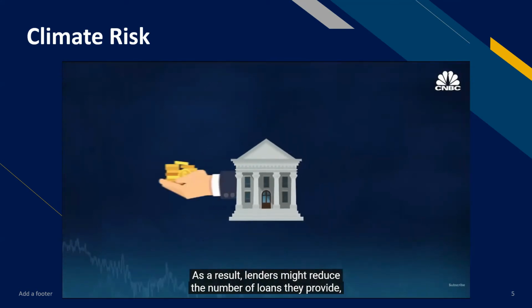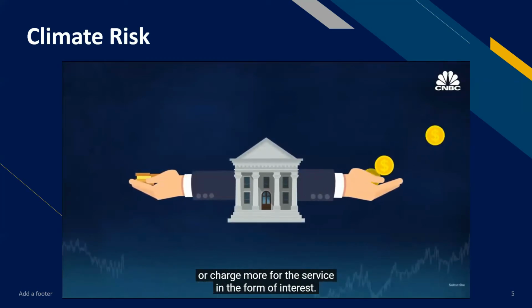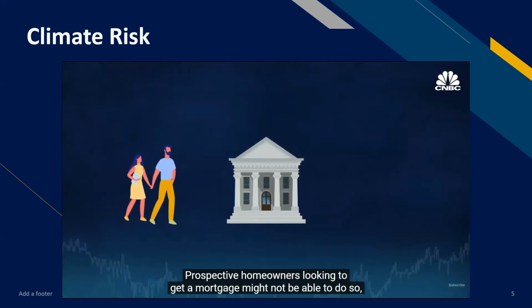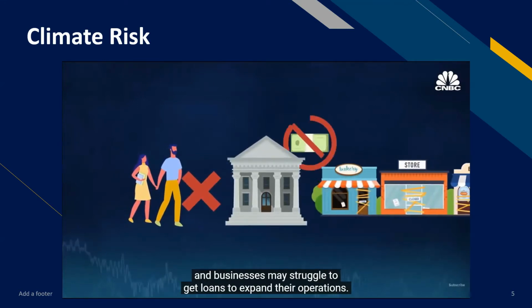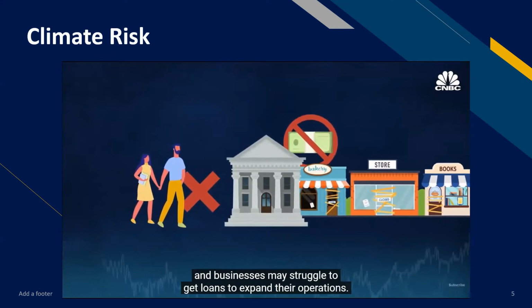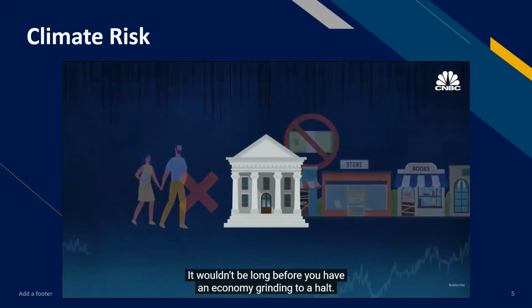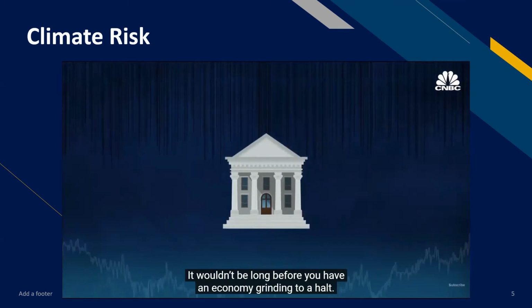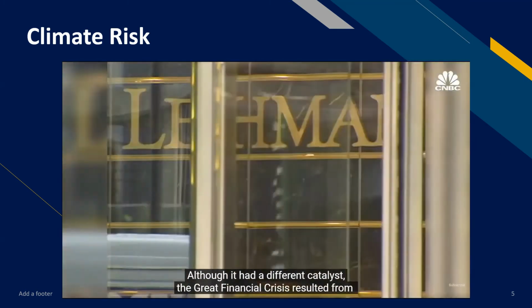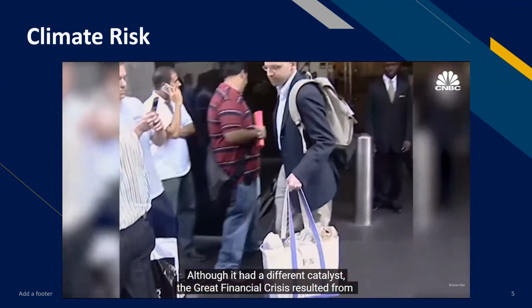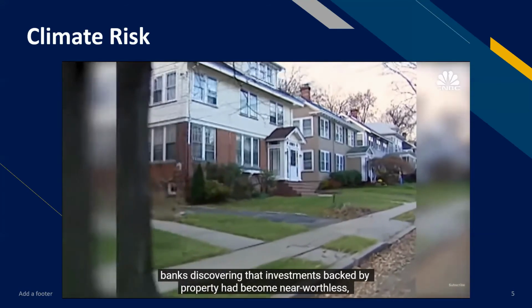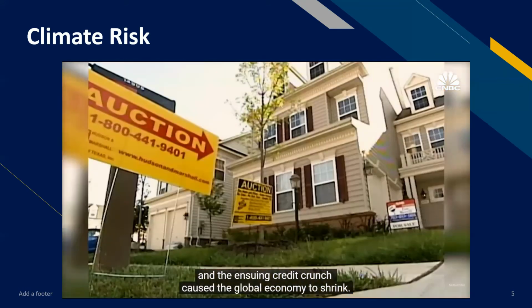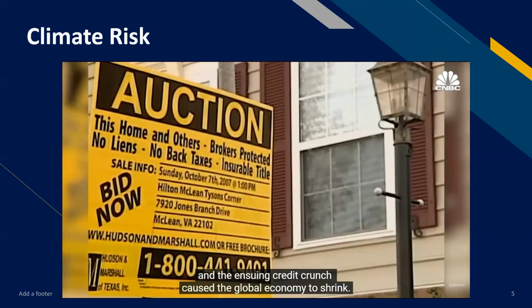As a result, lenders might reduce the number of loans they provide or charge more for the service in the form of interest. Prospective homeowners looking to get a mortgage might not be able to do so, and businesses may struggle to get loans to expand their operations. It wouldn't be long before you have an economy grinding to a halt. Although it had a different catalyst, the great financial crisis resulted from banks discovering that investments backed by property had become near worthless, and the ensuing credit crunch caused the global economy to shrink.